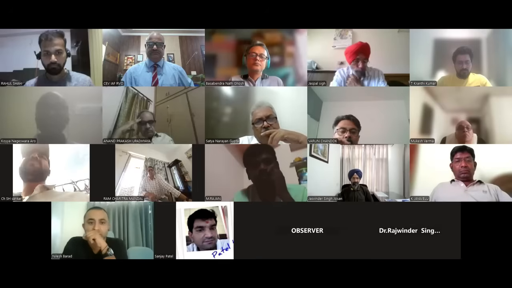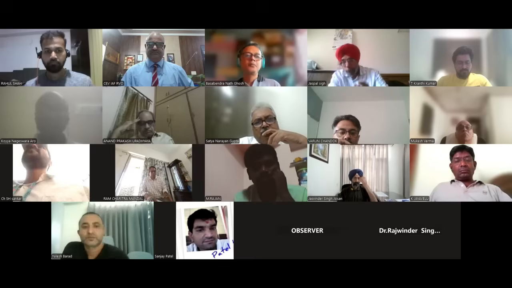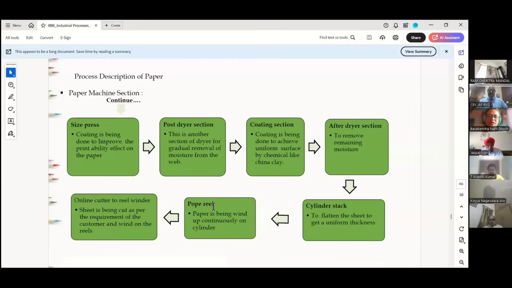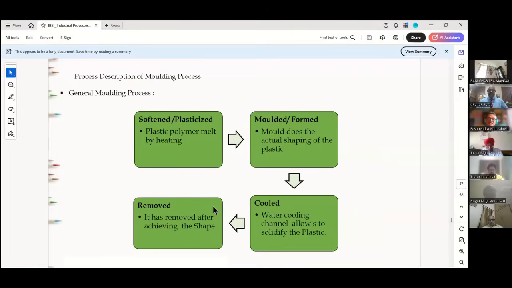सो एनी डाउट, एनी क्वेश्चन, किसी को भी कुछ पूछना हो तो? Sir, which part of the process is responsible for ascertaining the thickness, that is the GSM?